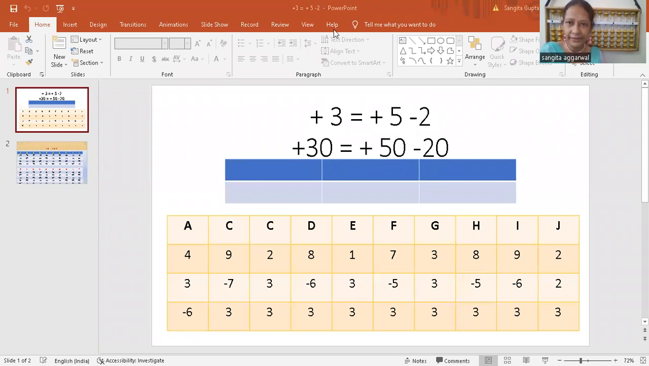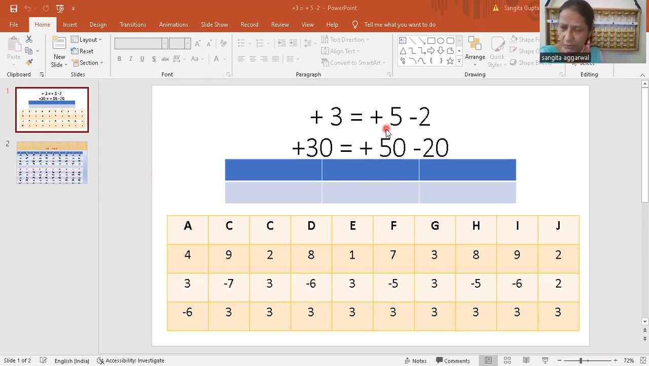Now you can see on the screen, I am sharing the new formula of complements. So let's see how you have to use this formula. Here, the new formula is add 3. This is the formula of complement. So add 3 is equal to add 5 minus 2.